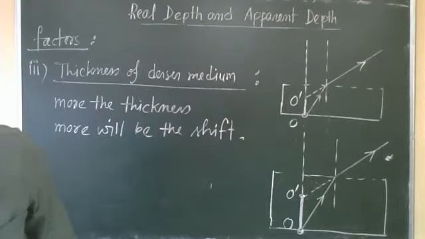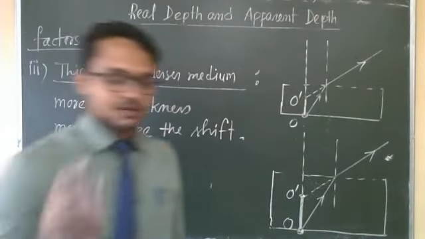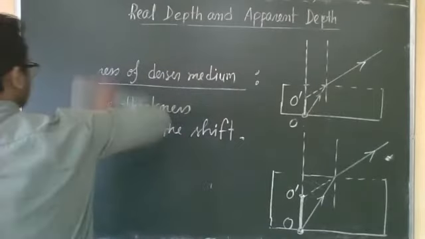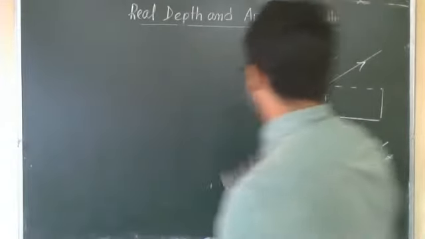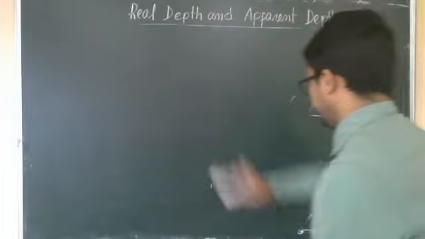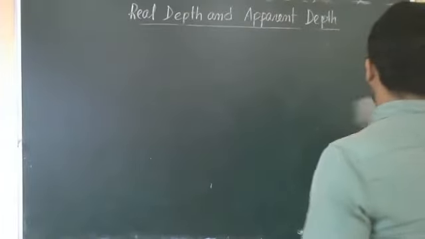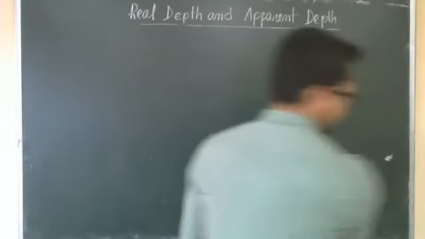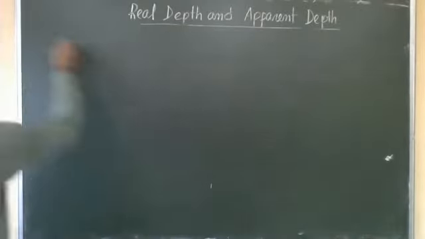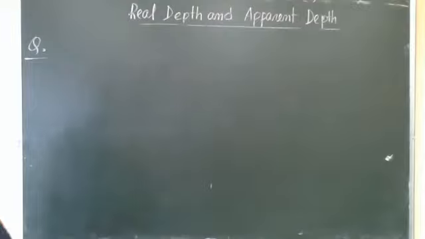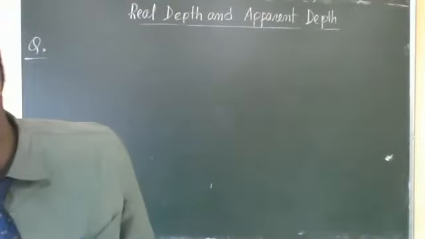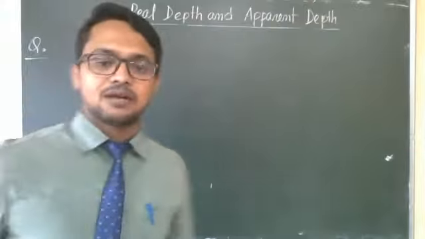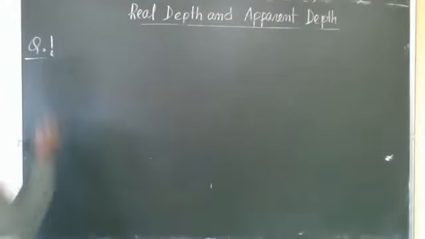Okay. Now come to a small numerical, then one more ray diagram we'll see. A small numerical related to the relation between real depth, apparent depth, and the refractive index. So the question. I am taking the question from your book. That is question number 1, numerical.